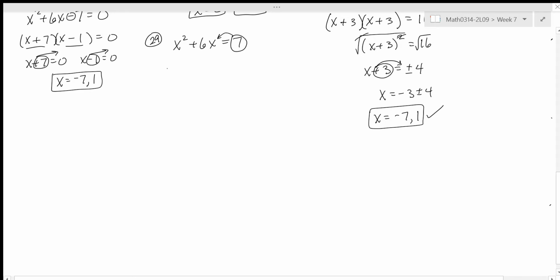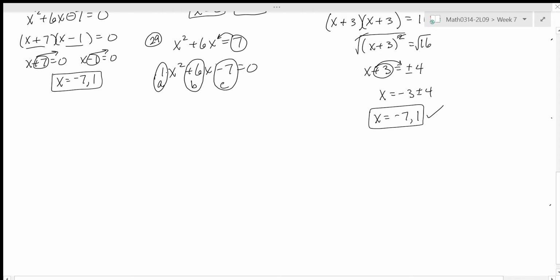So let's bring the 7 over. And can you guess the technique I'm going to use this time? The one we haven't done yet. Quadratic formula. We're going to sing the song. So what is the value for A? Remember, A is the coefficient of x squared. So here A is 1, B, and C. And please make sure that you include the sign with the number.